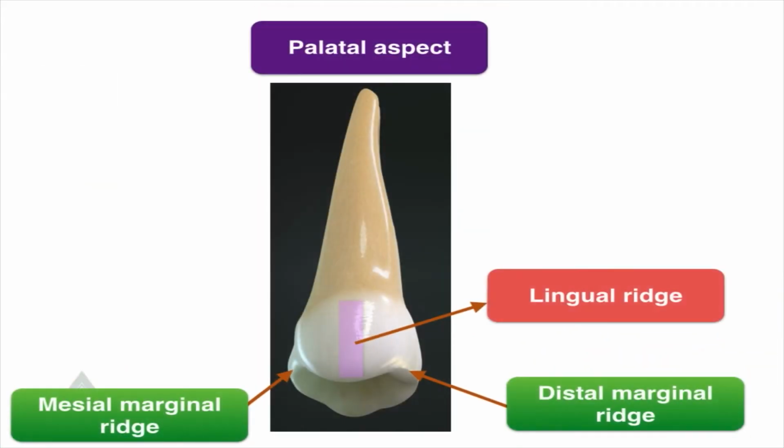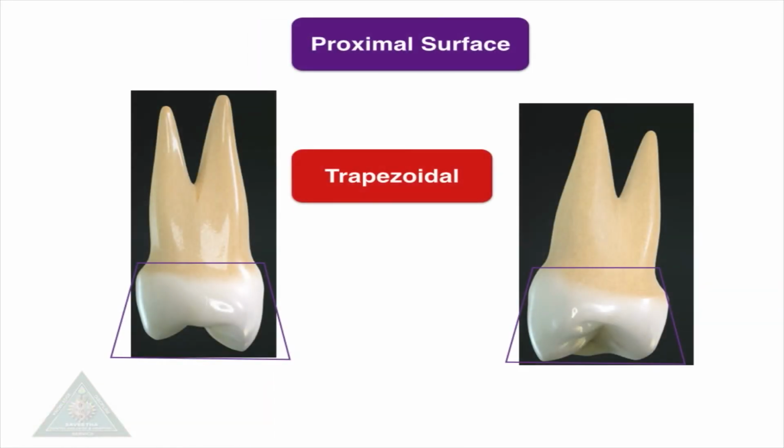From the palatal aspect, because of the bucco-palatal convergence, a portion of the buccal cusp of the tooth is also visible. A well-developed lingual ridge is visible. The mesial and the distal marginal ridges are also visible. From the proximal aspect, the tooth resembles a trapezoid.